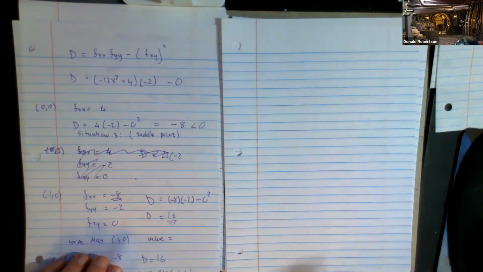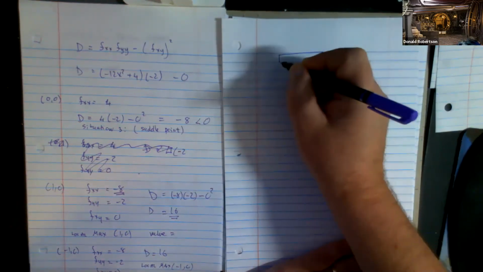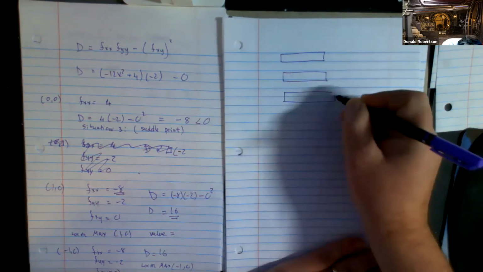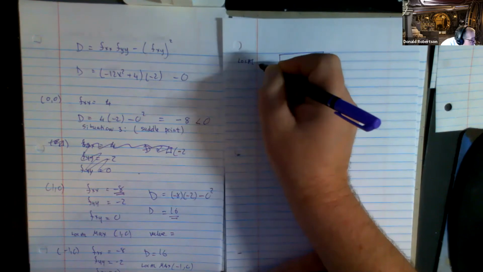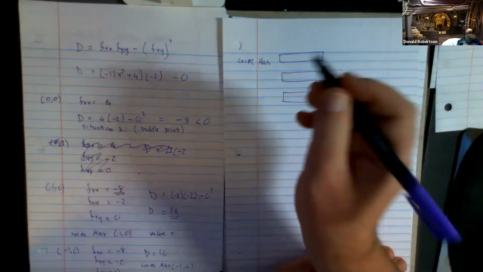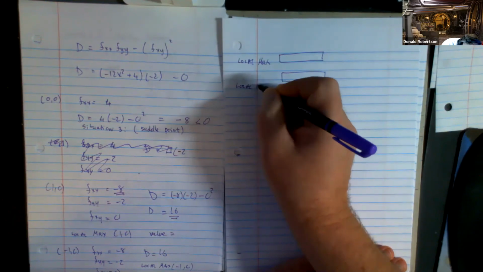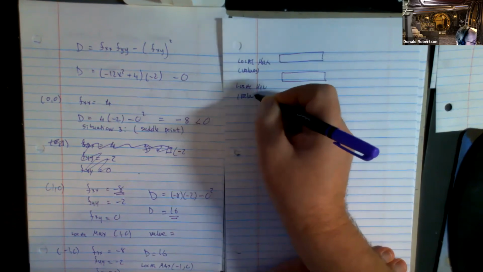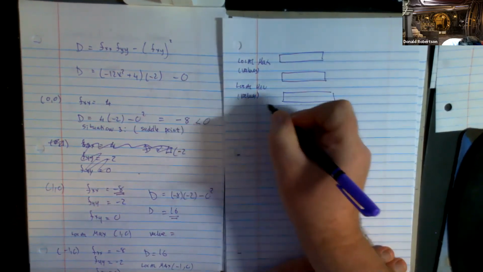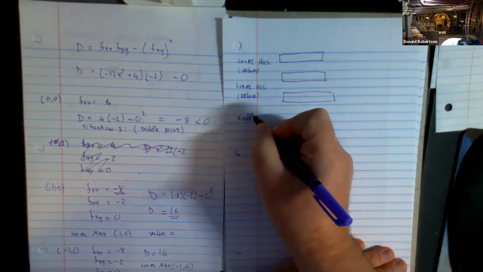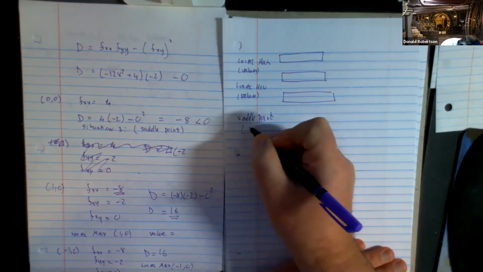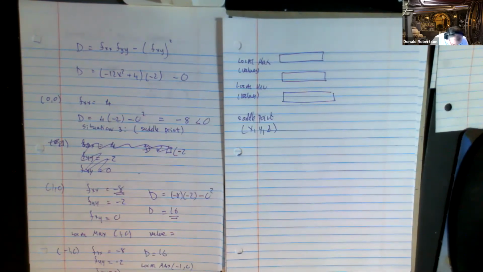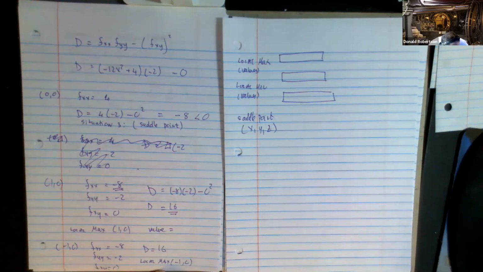So what's that going to look like when you do it in WebAssign? You're going to have a box. I think it's called local max, and there's a box called local min. Actually, it has local max values, local min values, and then it has saddle point, and it goes X, Y, Z. So you might get the answer right, but you might not write it the way they want it written. So let's take the saddle point.